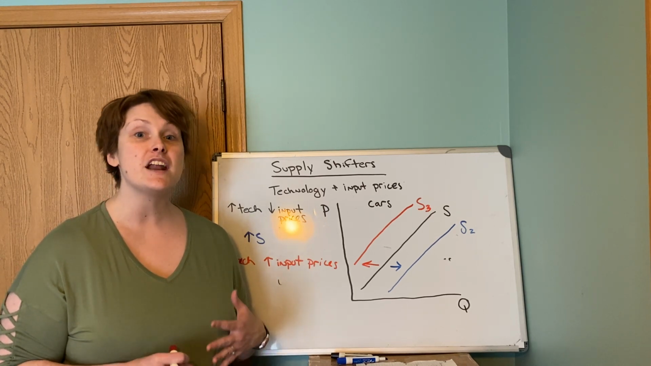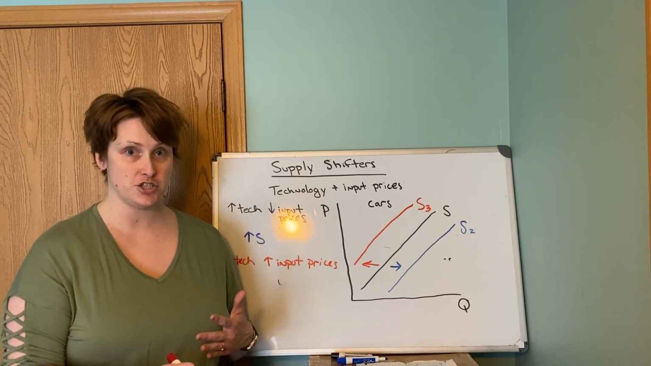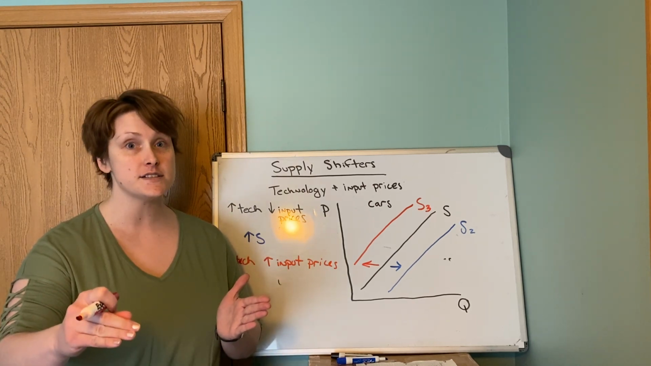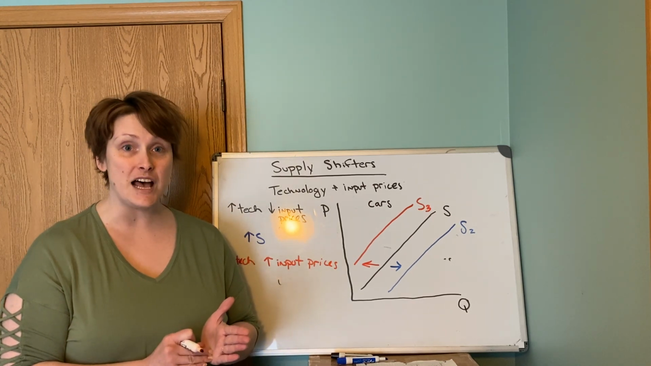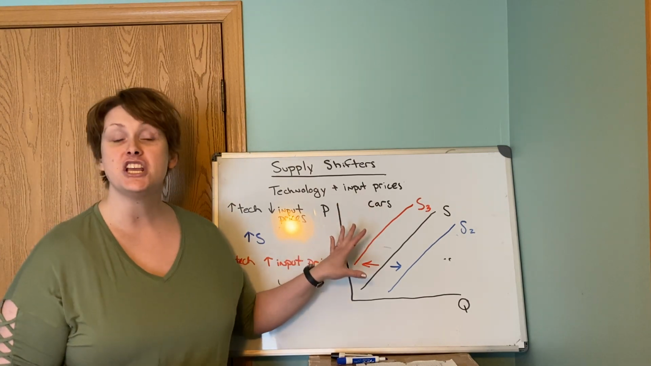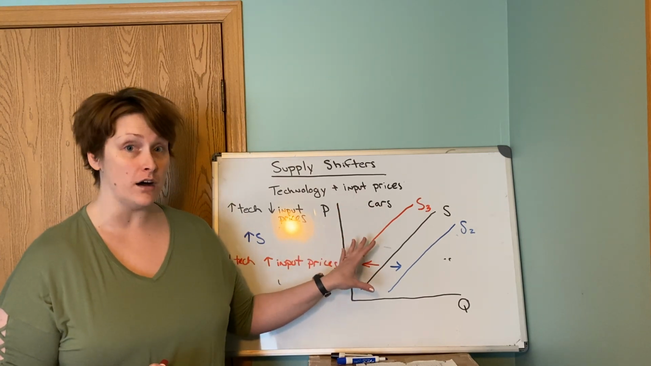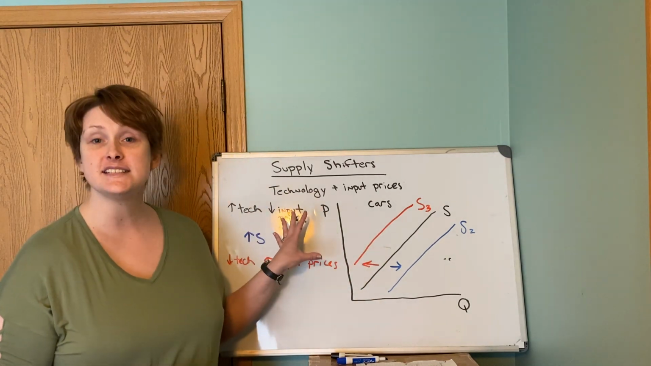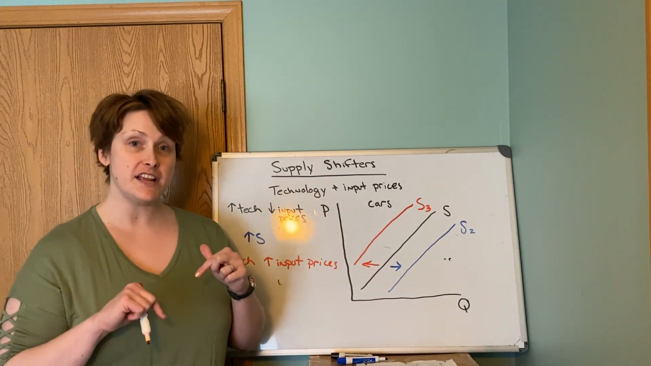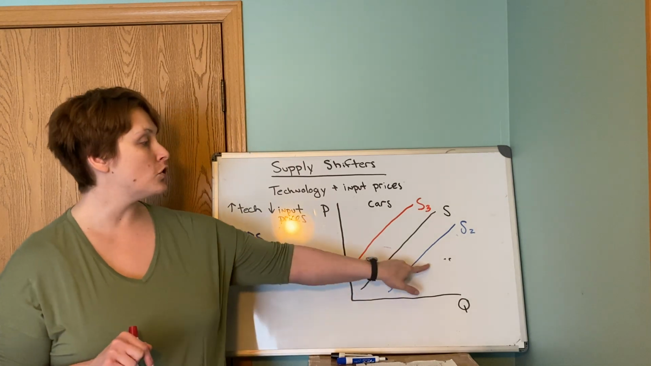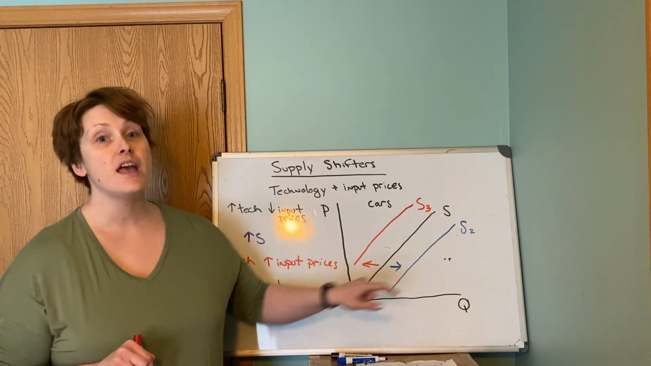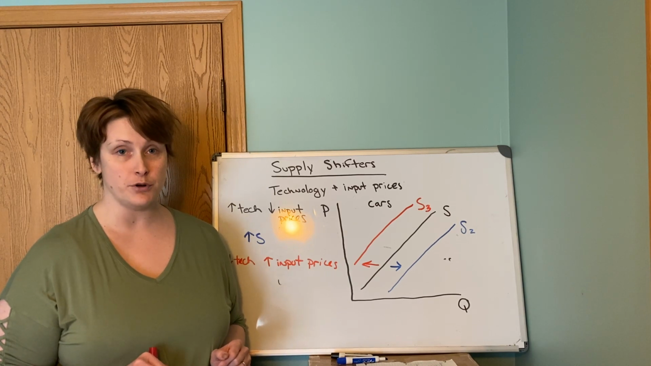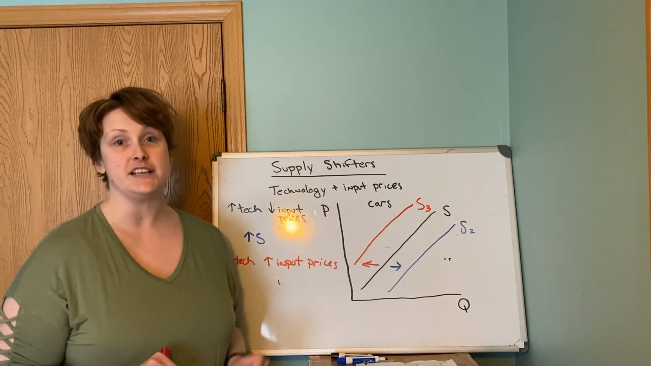But by saying that our input price changed, so in this example, steel is an input for cars. That is an exogenous factor. That is a change in a price outside of the market that we're examining. So increases in technology that decrease our input prices are going to increase our supply, and decreases in technology that are going to raise our input prices are going to decrease our supply.